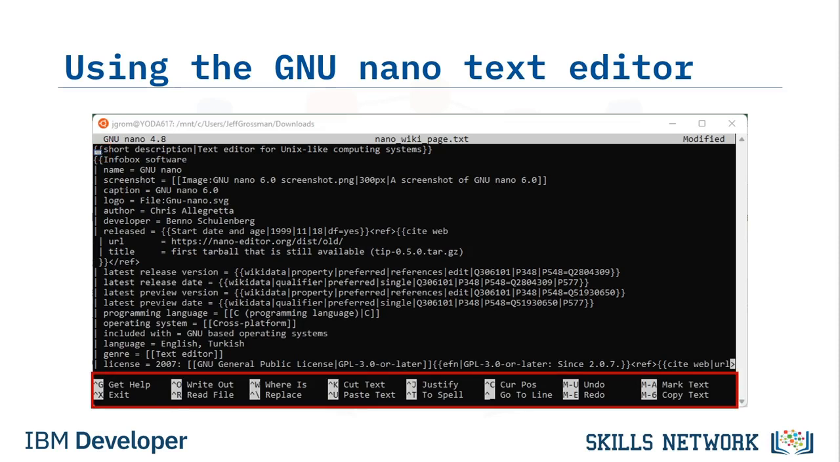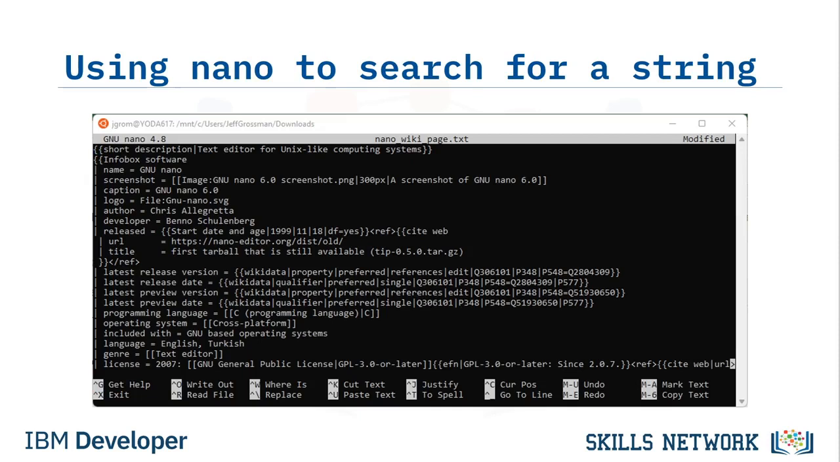At the bottom of the Nano window, there is a list of commands that you can use in the editor. To access the commands, simultaneously press Ctrl and the letter for the command. For example, to get help, press the Ctrl and G keys. Let's see how to use a few of the editing options.